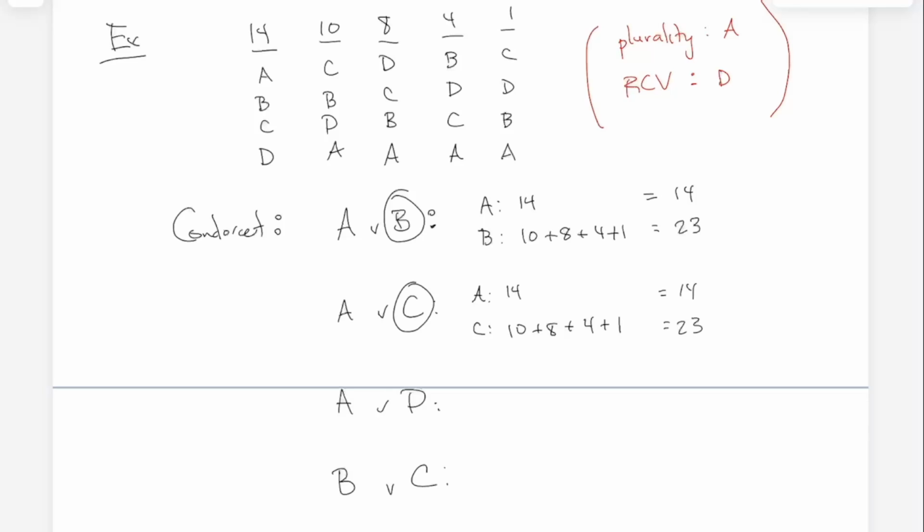All right. Let's keep it going. A versus D. I think actually the same thing is going to happen with A versus D. A wins in the first column.